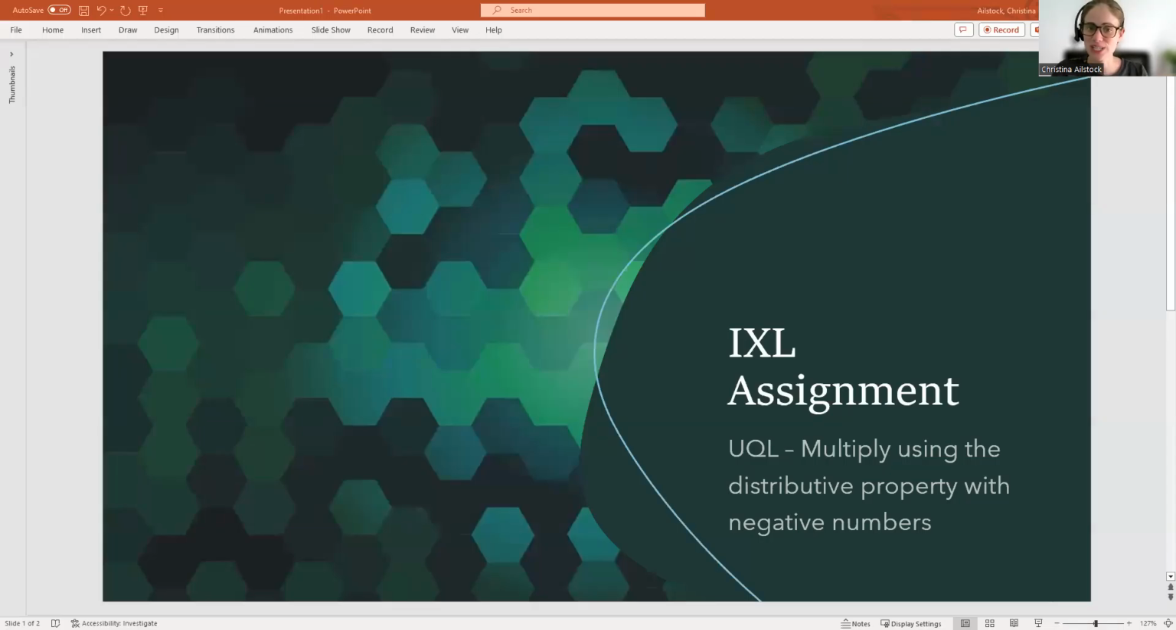Afternoon, problem solvers. Today we're going to work on IXL assignment UQL, multiply using the distributive property with negative numbers. So when we think about the distributive property, that word means to distribute. In this case, what we're distributing is multiplication, but we're giving it out, we're multiplying a bunch of things. So that's kind of where the word comes from.